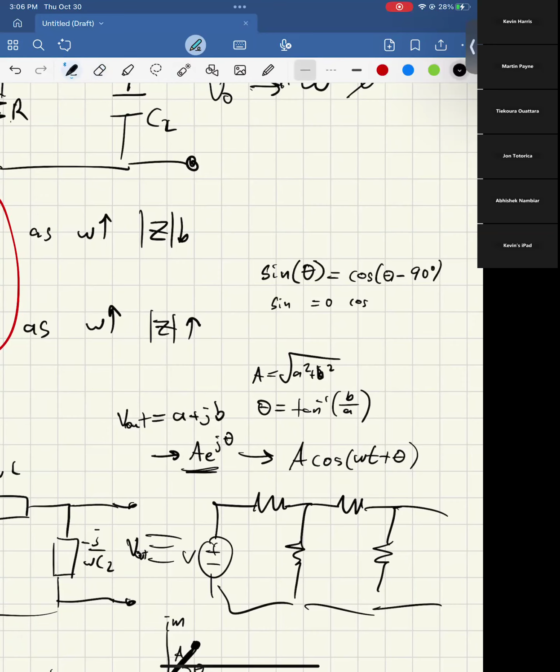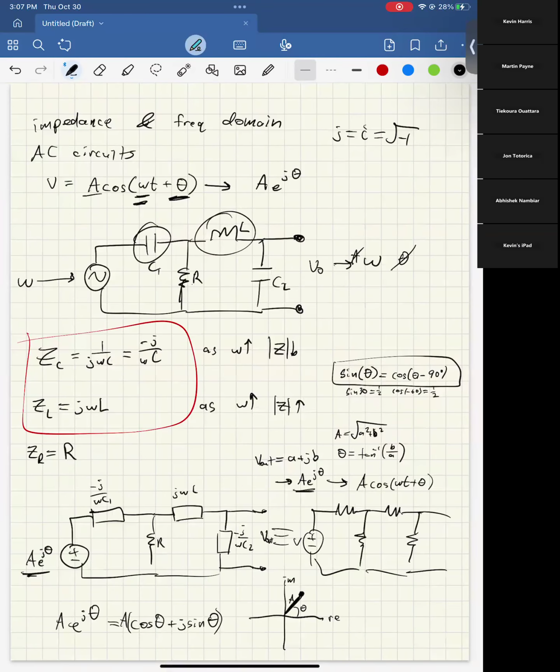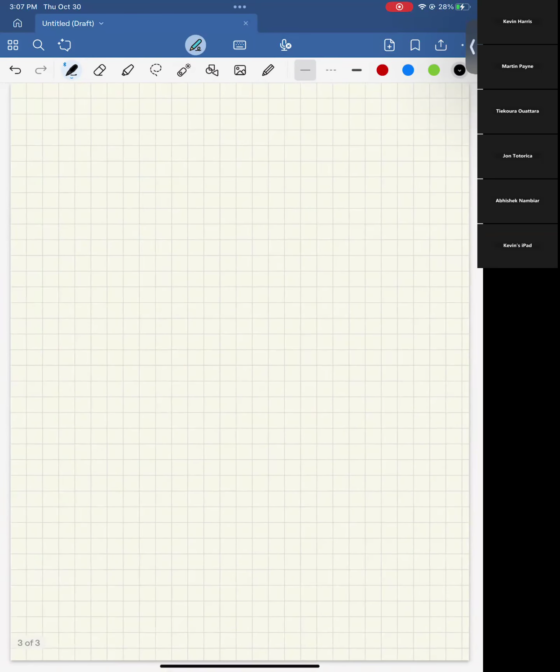Wait, sine of 30 is one half, and cosine of negative 60 is also 1/2. Okay, so keep this in mind: if you ever get something in sine, just subtract 90 degrees from the theta and then use that. Cool. Now I will do practice problems for the remaining half hour.